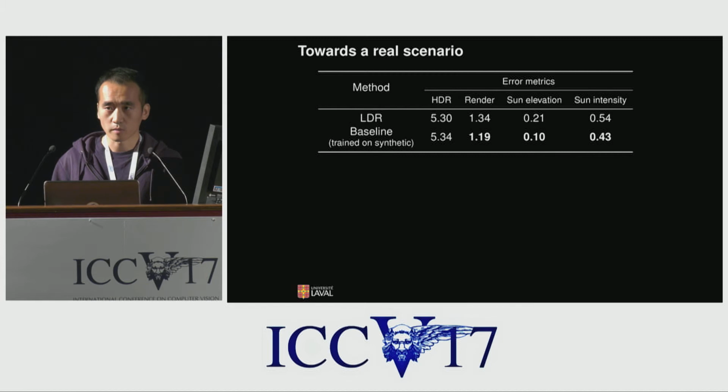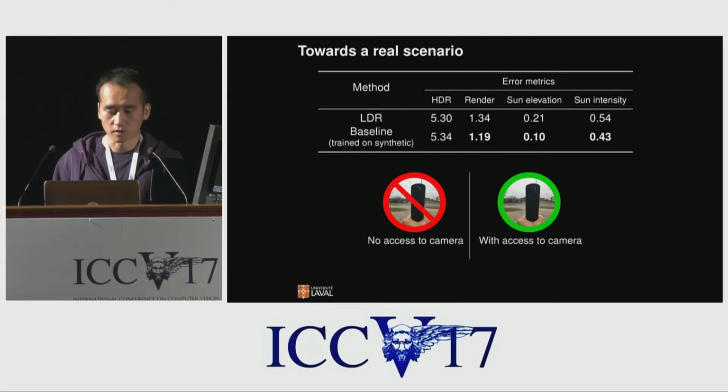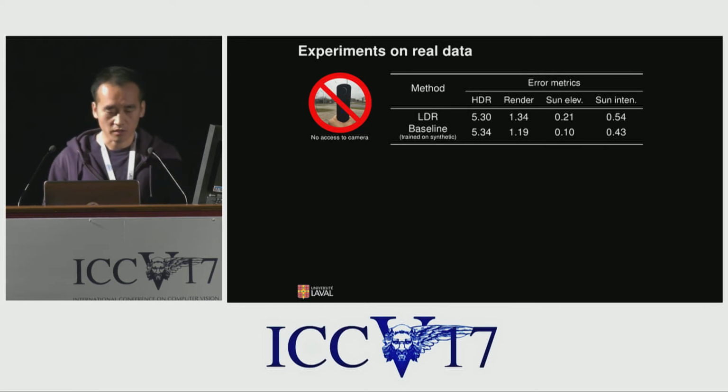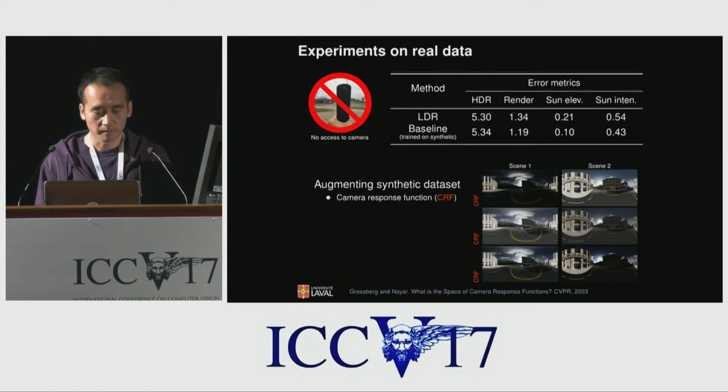We did more experiments in two scenarios. First, if we do not have access to the camera. Second, if we have access to the camera. In the first case, if we do not have access to the camera, we can augment the synthetic dataset by applying different camera response functions. We can also change the white balance. By augmenting the synthetic dataset, we get a better performance.